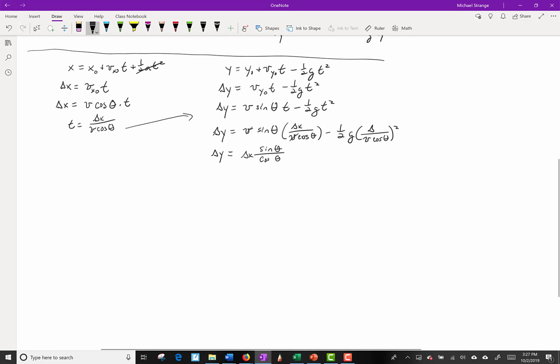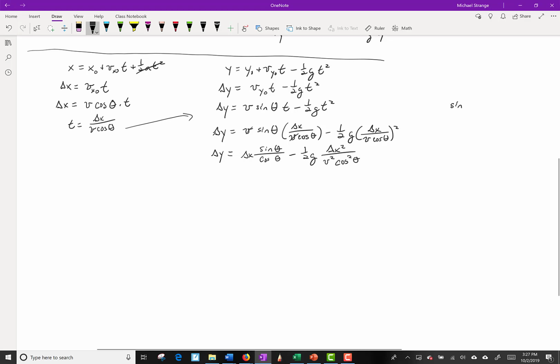So we're just multiplying it across. I'm just rewriting it like that because this right here is tangent. I'll explain that in just a second. So minus 1/2 of g. Now we've got to square everything inside. What was that? Oh, that's delta x. I didn't write the x. Okay, so inside we get delta x squared over v squared cosine squared theta. Okay, let's deal with this.